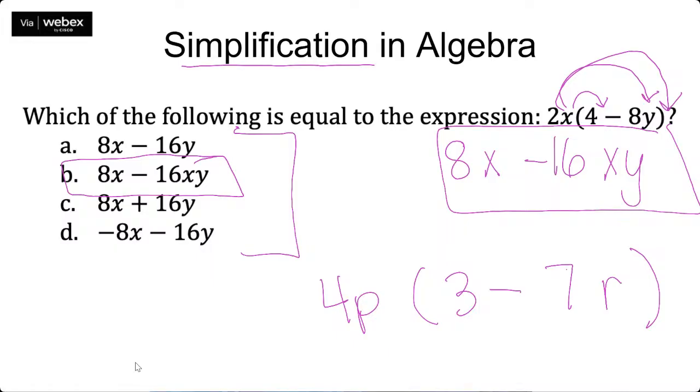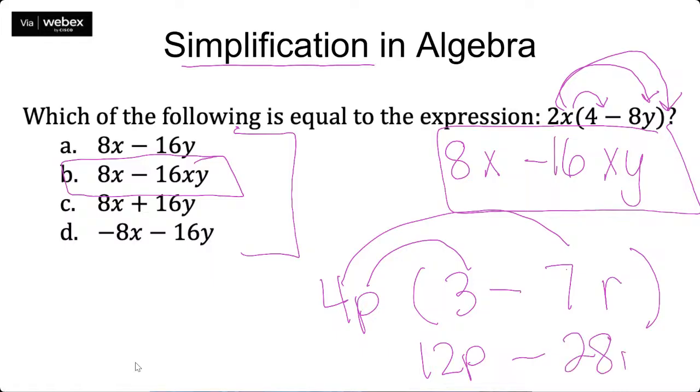Don't leave them out. So if we multiply 4p times 3, that's 12p. 4p times negative 7r is a minus or negative 28pr. Drop a yes if that makes sense to you and you understand now. Great job, Ms. Freeman. You are correct. Thank you.